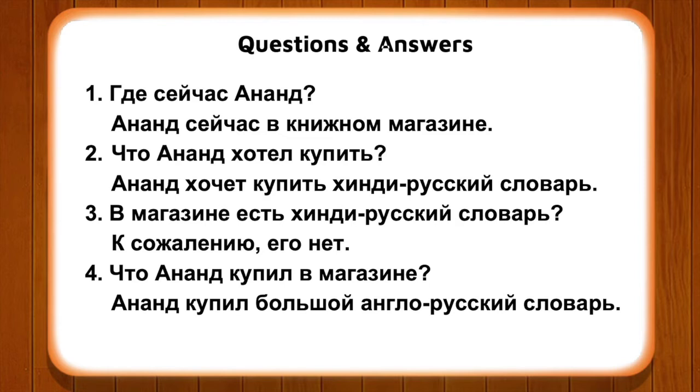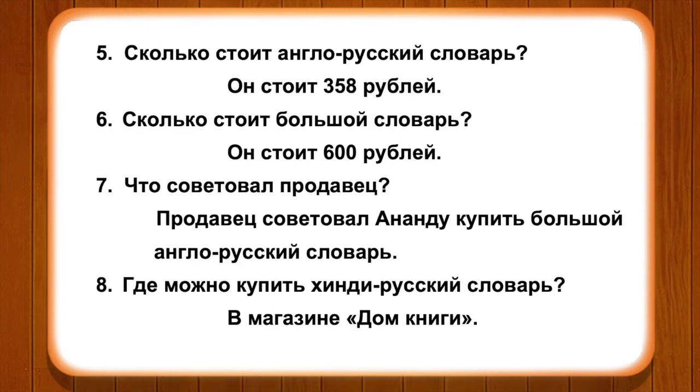Что Anand купил в магазине? What did Anand buy in the shop? Anand купил большой англо-русский словарь. Anand has bought the big English to Russian dictionary, where there is a Russian to English dictionary too. Сколько стоит англо-русский словарь? Он стоит 358 рублей. Сколько стоит большой словарь? Он стоит 600 рублей. When you want to find out the rate of some item, you say сколько стоит. Сколько стоит словарь?